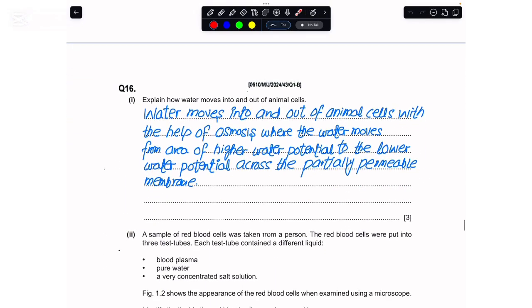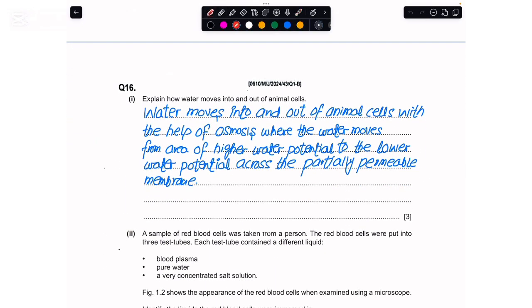Moving onward to question number 16, this came in year 2024. It was May/June, and the variant was 4-3. It asks for a total of 3 marks, where we are required to explain how water moves into and out of the animal cell.